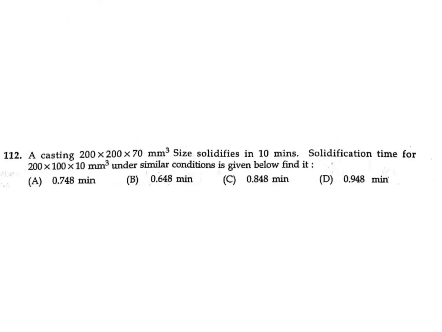A casting, data given, solidifies in 10 minutes. Solidification time for another casting, also data given, under similar condition. Similar condition means K value is the same. Our formula is solidification time equals K times (volume by surface area) squared. So here, similar condition, so K you can cancel.